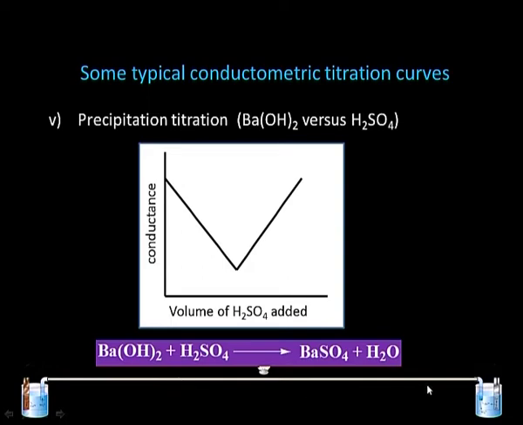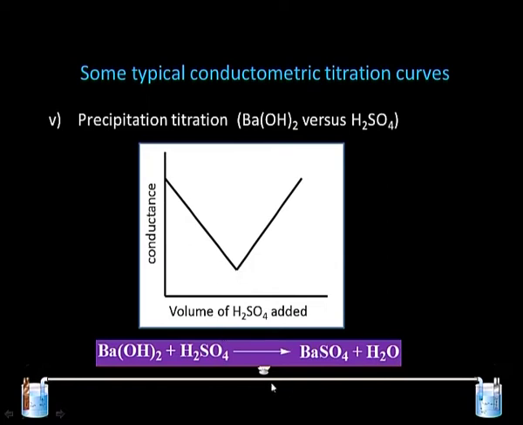So, the overall reaction is barium hydroxide forming barium sulphate. This barium sulphate is a sparingly soluble salt, which does not dissociate into ions significantly. So, it remains almost as a precipitate in the solution. The moment the H2SO4 is added, there is formation of barium sulphate which remains in the solid form and does not contribute much to the conductance. So, there is a fall in the conductance initially.